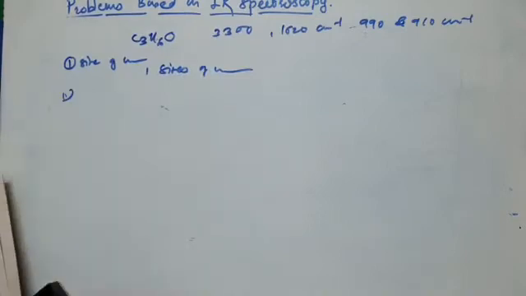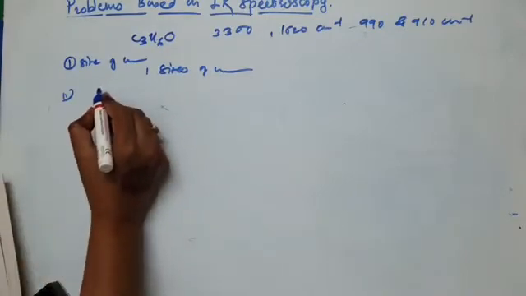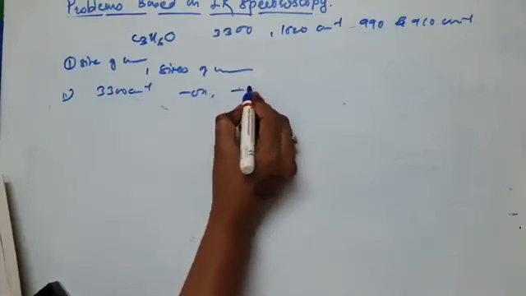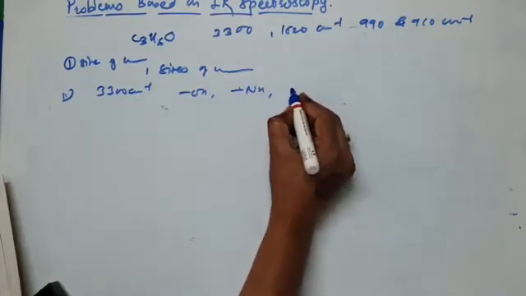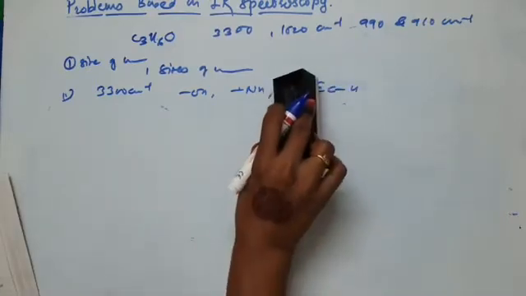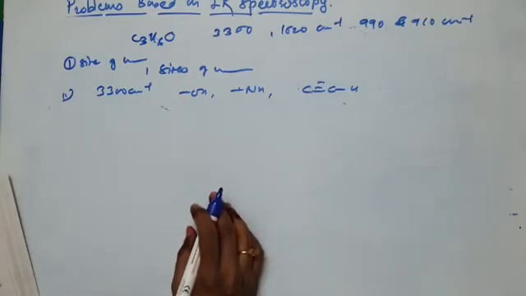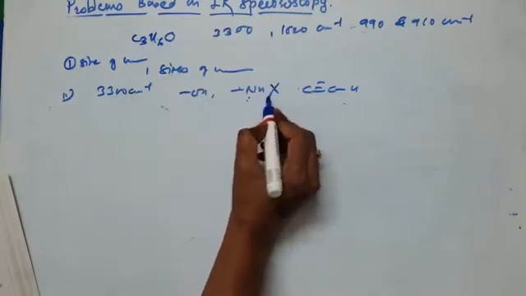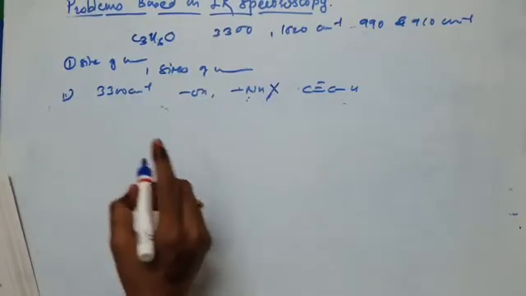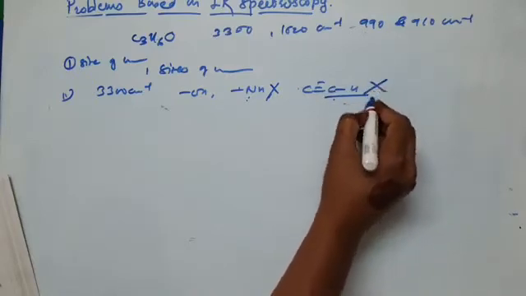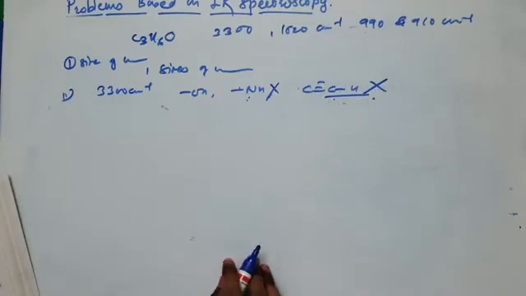Now the second point, the IR absorption band at 3300 centimeter inverse. It may be due to OH, it may be due to NH, or it may be due to carbon-carbon triple bond CH stretching. So here in this molecular formula, as there is no nitrogen atom, the presence of NH is ruled out. As there is only 1 site of unsaturation, the presence of carbon-carbon triple bond CH stretching is also ruled out. So what is remaining? Only the OH. It may be an alcohol.